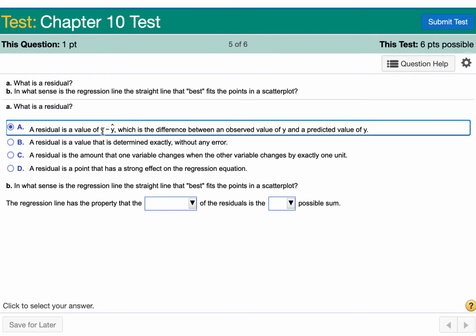So a residual is a value of the true y value, which is simply called y, or the observed value of y, minus y hat. Y hat means not the real y value, but just the predicted y value. So if you have the difference between an observed value of y and a predicted value of y, which would be the true y minus the predicted y, that's called a residual.